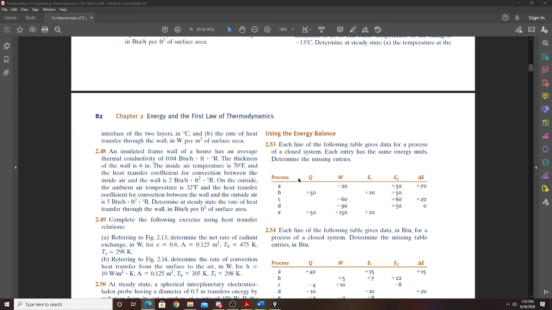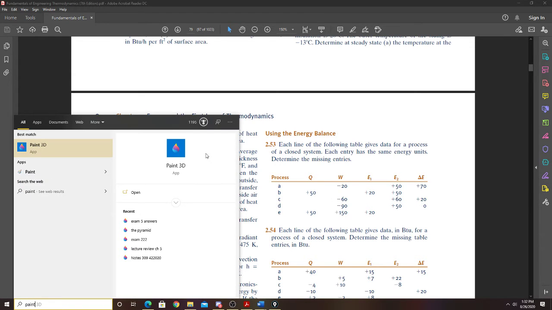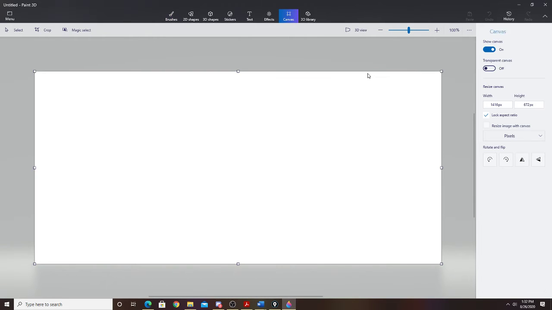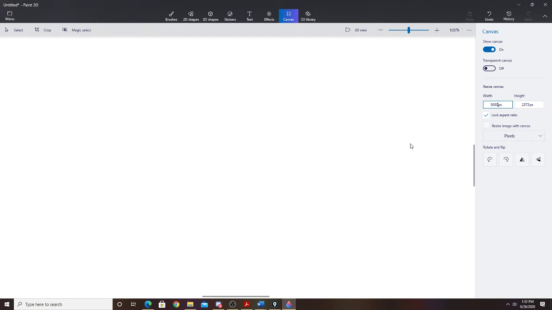And I'm making sure I don't have the same one. I do not. Not using the same question. Okay, cool. So, we're going to do this one right here. So, let me pull open Paint 3D. The greatest program ever. Give me some room to work here.